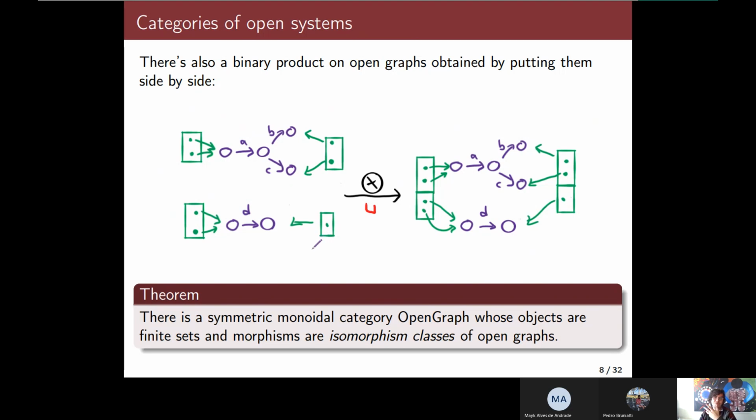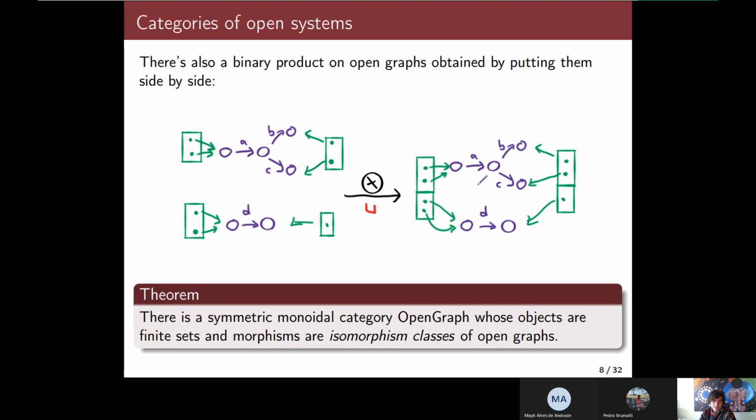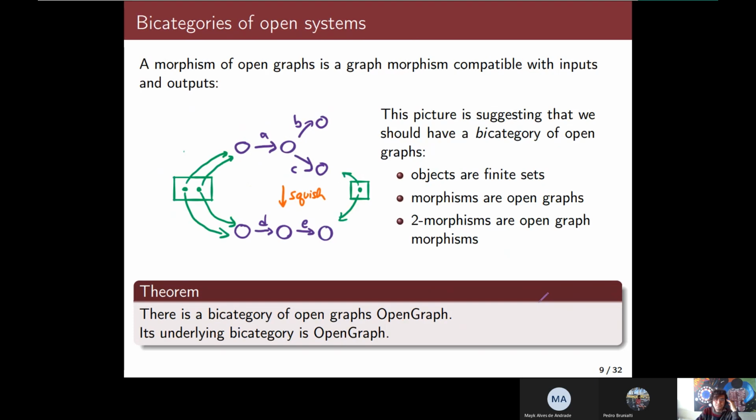And okay, so of course, I haven't told you what is an isoclass of open graphs. And to actually say what is an isomorphism class of open graphs, we have to say what is a morphism of open graphs. And to say that a morphism is an isomorphism class, we realize this is probably a two-category, this is probably a bicategory. And in fact, it is. So we can actually define morphisms between open systems, which will look like this, for instance.